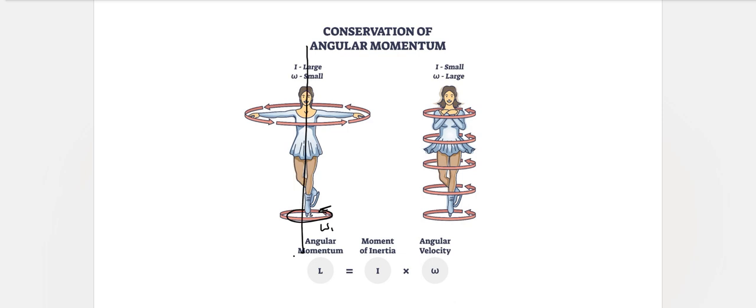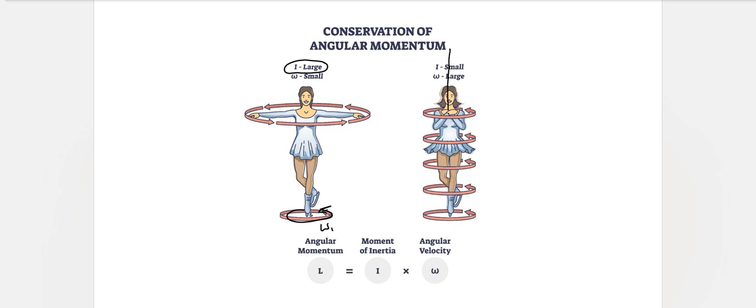And this person now has a certain moment of inertia, which is the sum of all the mr squareds over the entire body. And with the arms out, the average distance to the axis of rotation is relatively large within this picture. So this person right here has a larger moment of inertia than she does in the picture on the right.